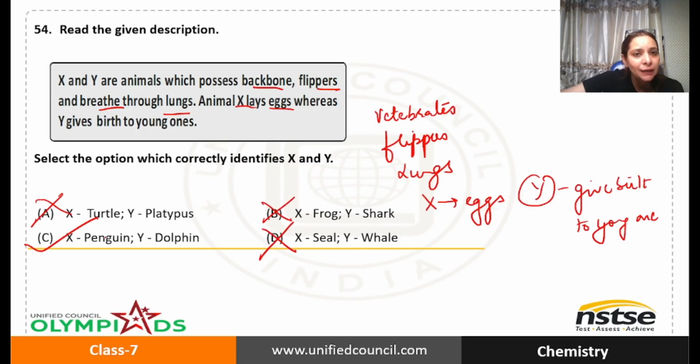Because penguin here lays eggs, and dolphin gives birth to young ones, and both of them have backbone and flippers also. So that is the reason. Correct answer is option C.